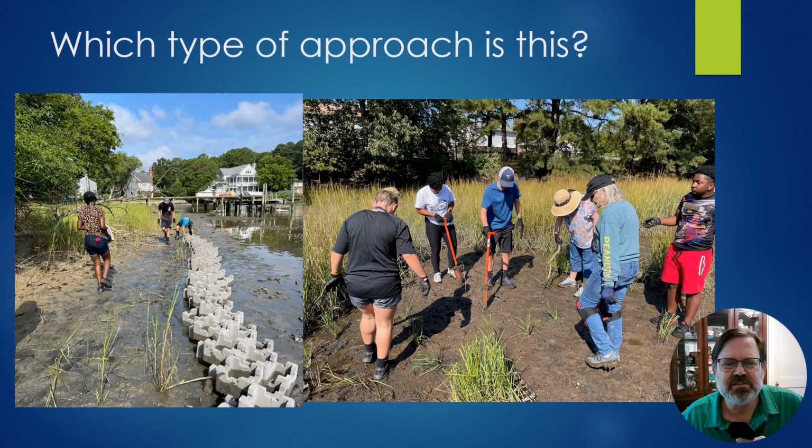So this is a good example on the right picture here. This is my oceanography class planting some marsh plants, Spartina alterniflora, which is the salt marsh cordgrass, at the Poplar Hall neighborhood of Norfolk. So it's a great way to involve the community. It's a great way to protect that area.